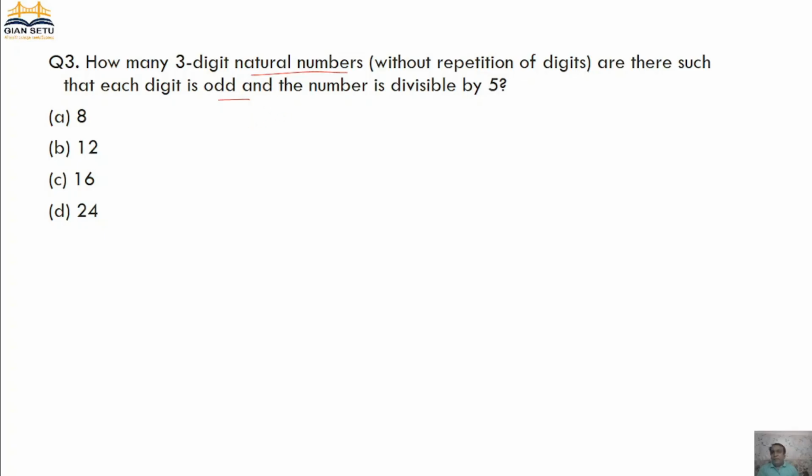Now since this number is divisible by 5, it must have 5 at units place, right? We must have 5 at units place. Now we are left with only two positions and we have four digits, 1, 3, 7 and 9, right? Since none of the digits repeats in that number, we are left with four digits and two positions. Now these two positions can be filled in how many ways?